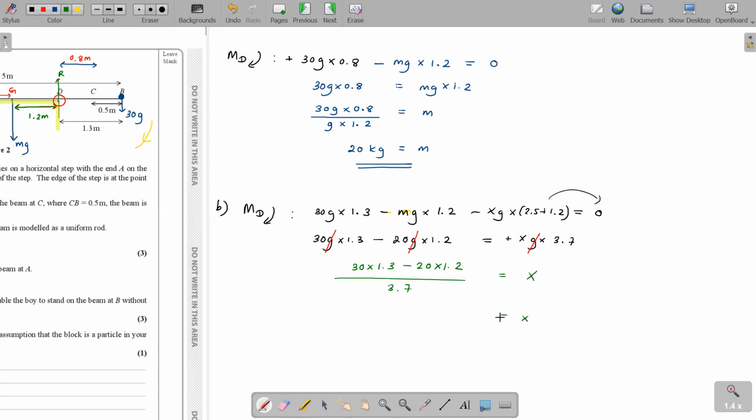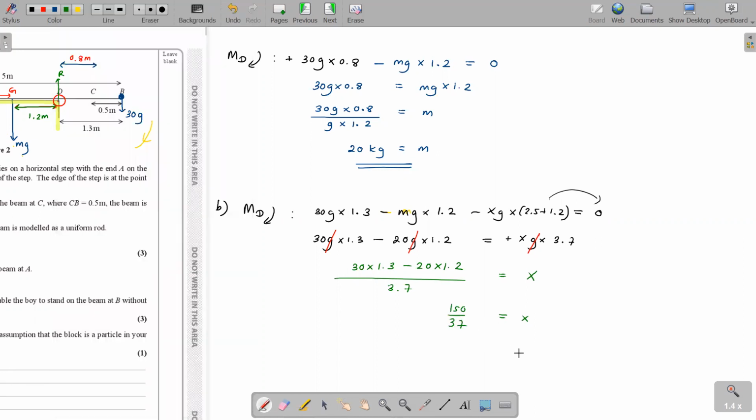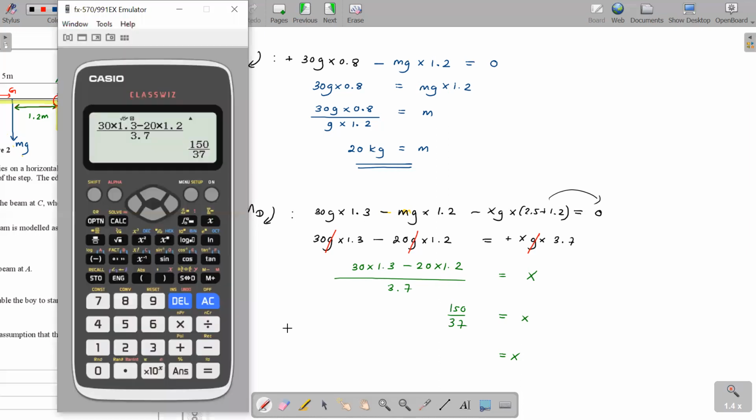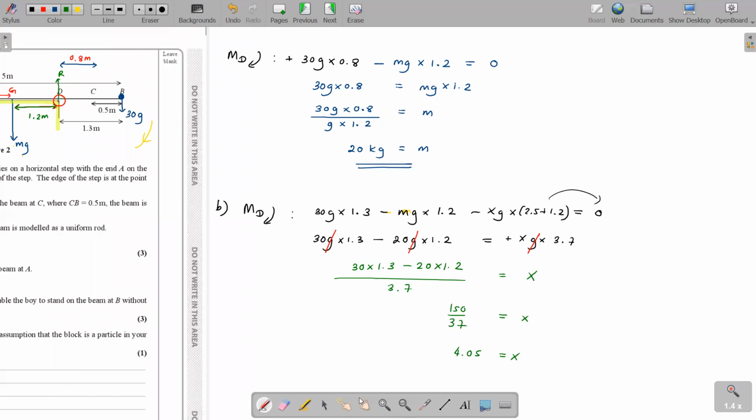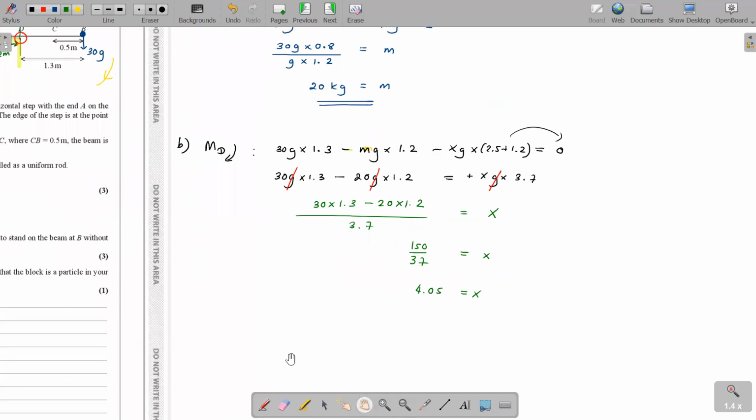What is the x value? Type it in the calculator. What did we get? 20 into 1.2 over 3.7. So I end up getting 150 over 37. I'll write the exact value first: 150 over 37, which gives me 4.05 when I write it to 3 significant figures. So 4.05, and X is again in kilograms. 4.05 is the weight. This is clear?